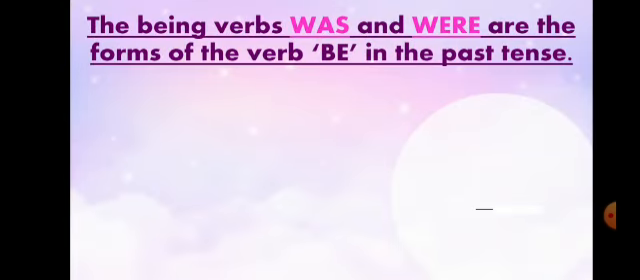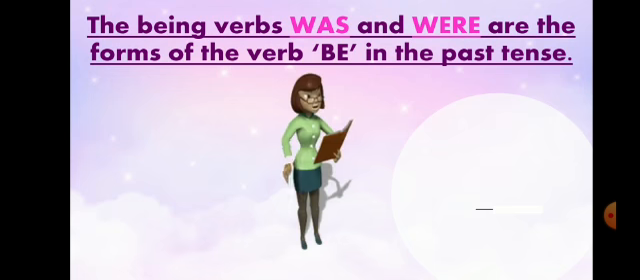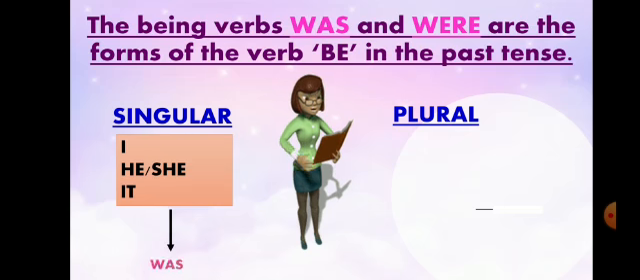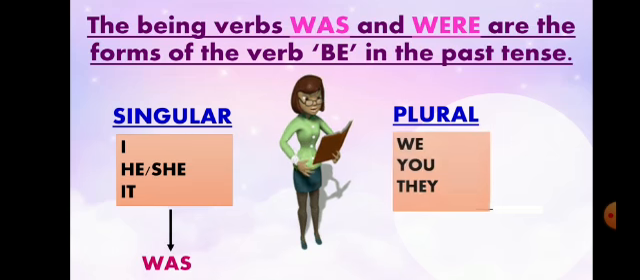Moving on to the be forms now. The being verbs was and were are the forms of the verb be in the past tense. For singulars, I, he, she, and it, we use was, and for plurals, we, you, they, we use were as the be form.